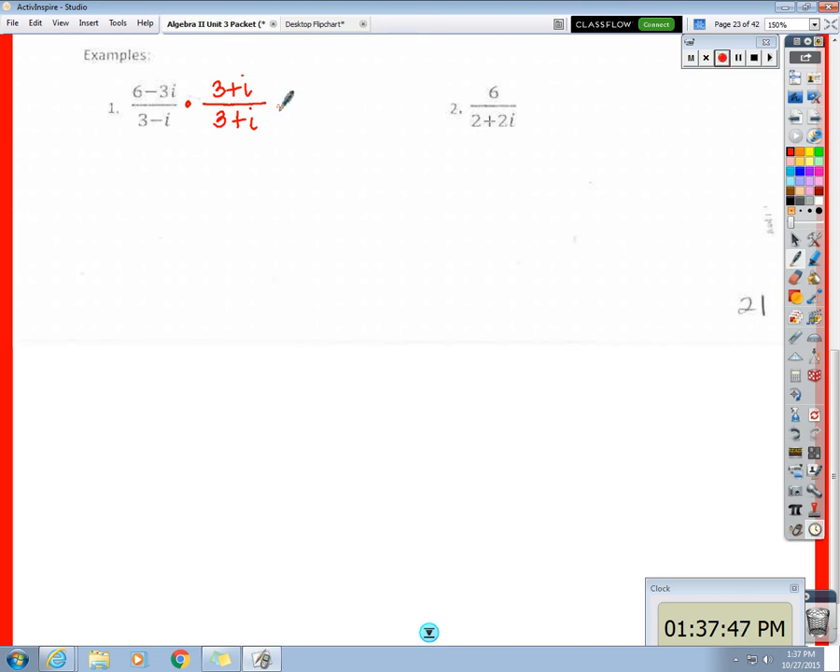Okay, so now what do you see that we're going to have to do to the numerator? FOIL. So 6 times 3 is 18. 6 times i is positive 6i. Negative 3i times 3 is negative 9i. And negative 3i times i is negative 3i squared. You all see how important it is now to know how to FOIL?